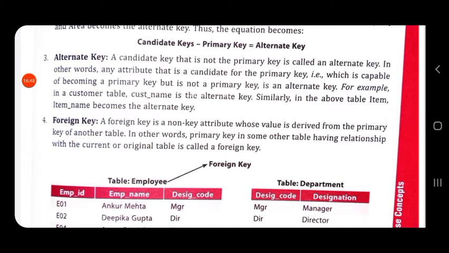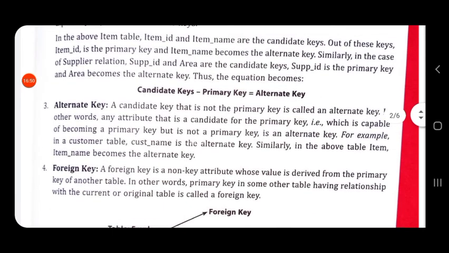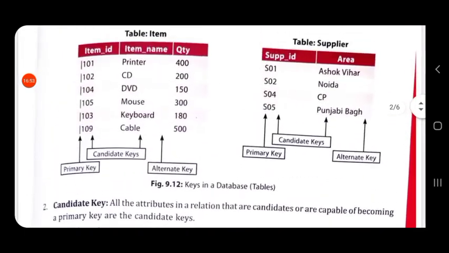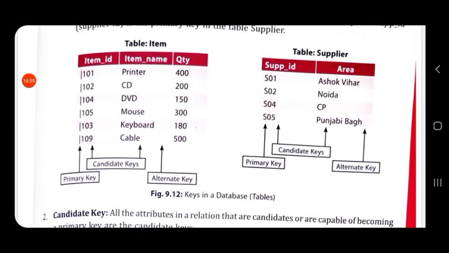Similarly, in the above table, the item name becomes the alternate key, because item name is a candidate key but it is not the primary key.